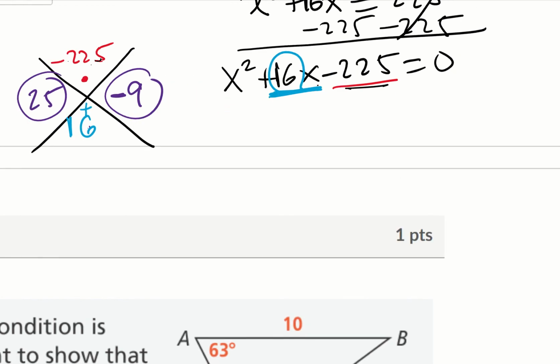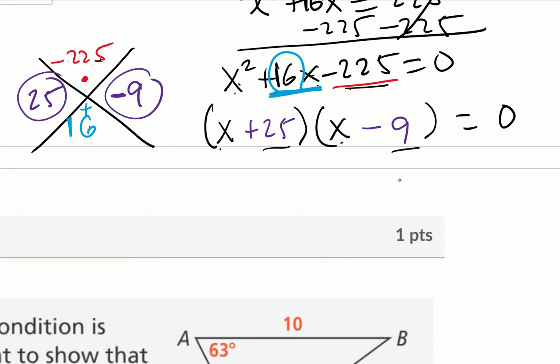So what we do now is we factor this trinomial. This is what we call a trinomial, 3 terms. We'll factor it like this. And what we want to do is, well, we know that this is going to be x because x times x is x squared. And then these two numbers that we found go next.